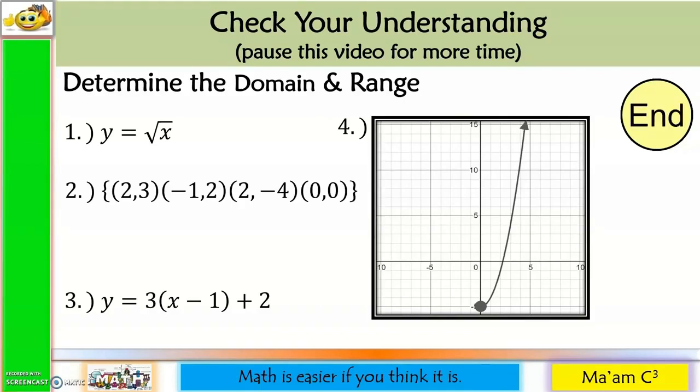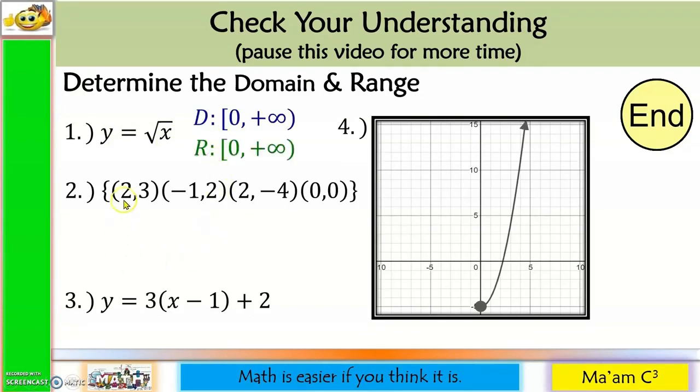Here are the correct answers. For number 1, set up the radicand greater than or equal to 0. So the lowest possible value is 0. So domain is 0 to positive infinity. Same thing with the range, 0 to positive infinity.